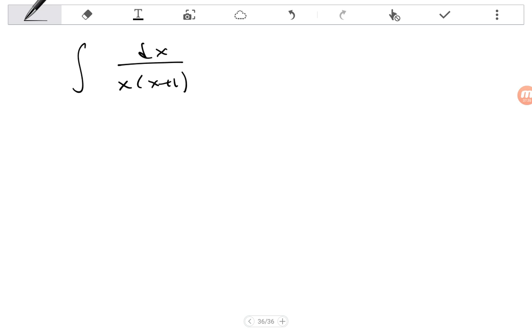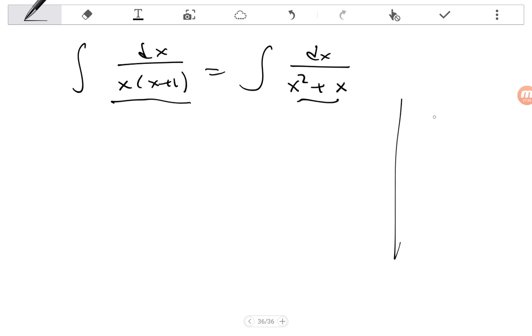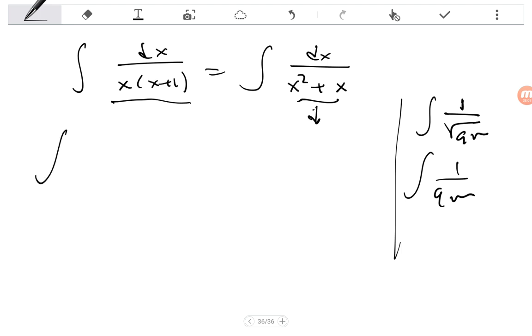This is a quadratic term, just dx over x squared plus x. And we have learned how to deal with the integration of 1 over root quadratic or 1 over quadratic. How? By completing the square to get rid of the first degree term. So I'll just apply complete square for this expression. That will be dx over x plus half all squared minus 1 over 4, and there is no other number here, so I'll just leave it like this.